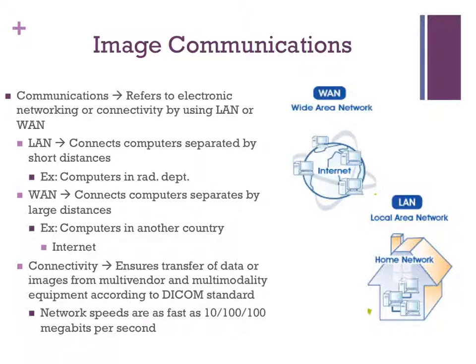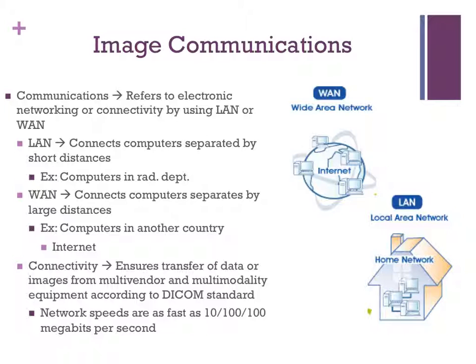Now on to image communications, which refers to electronic networking or connectivity by using a local area or wide area network. The local area network connects computers separated by short distances. Examples of this include the computers in the RAD department, and a wide area network connects computers separated by large distances, such as computers in another country. The internet is a great example of this.